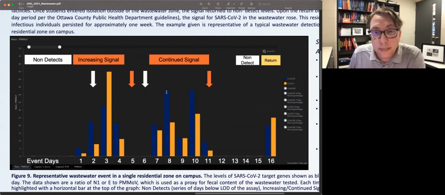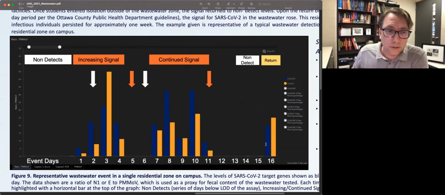We found 5 more students that had SARS-CoV-2. They were all asymptomatic. They were removed. By this point, it took us several days to test through the zone, and then you see that the signal goes away. On day 16 here, the first students that were removed from the zone actually came back from quarantine and isolation into the zone, and you can see the signal return as they continued to shed virus. That virus shedding for students returning after the 10-day quarantine period or isolation period typically lasted about a week. That was our observation over time.